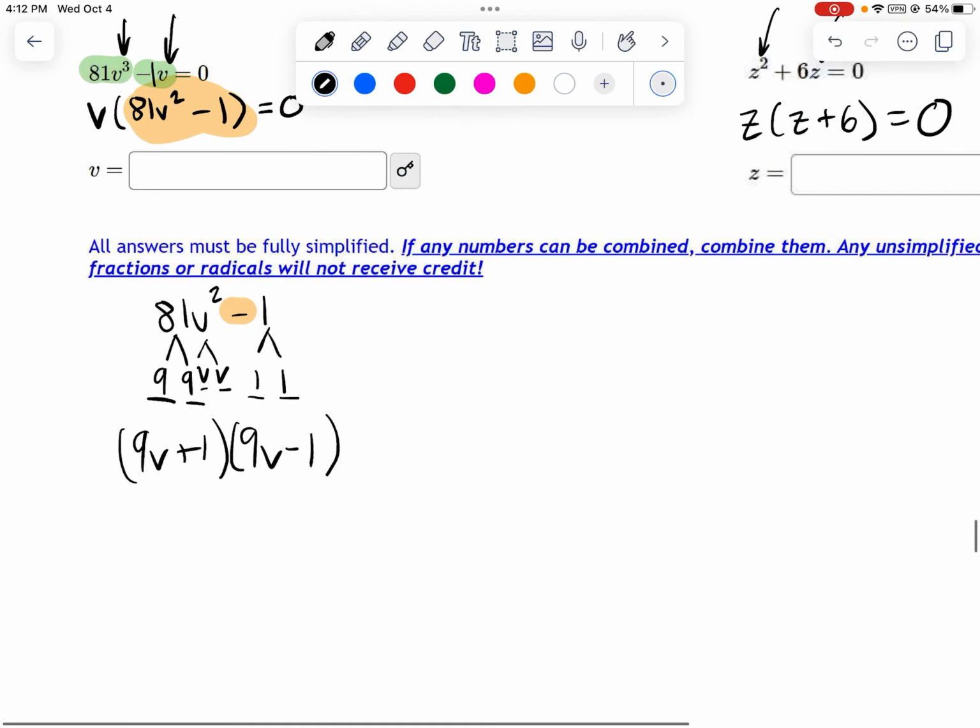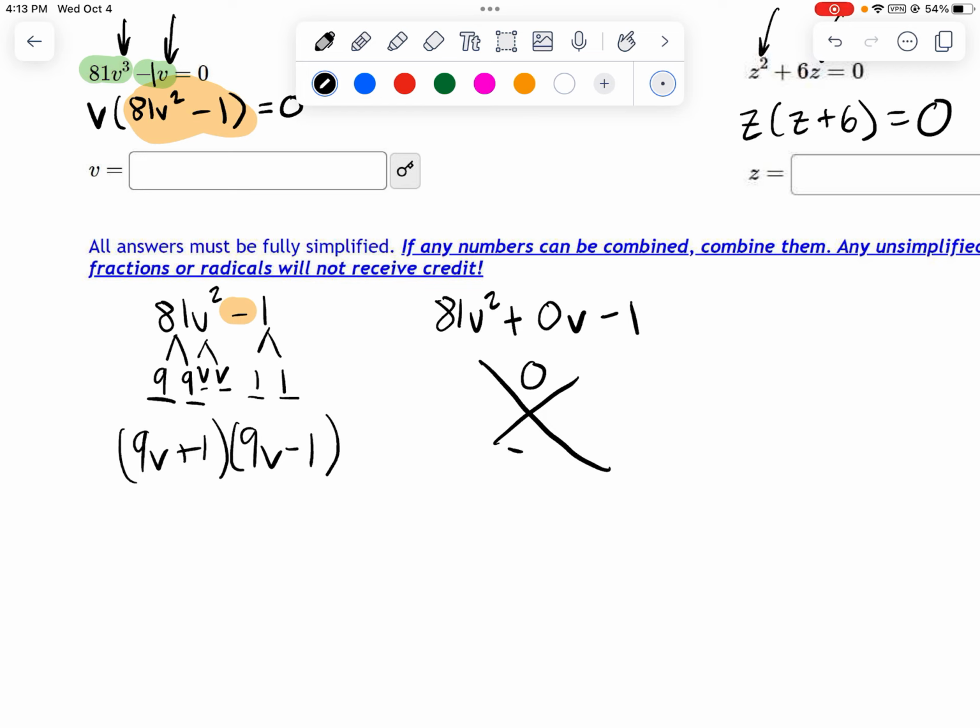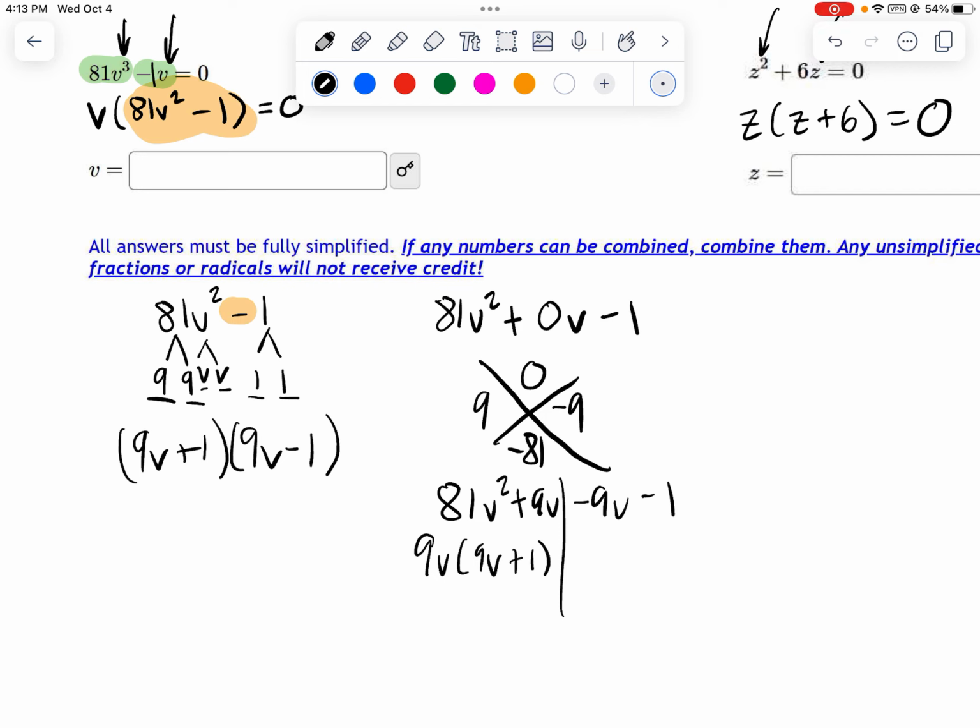Or, if you don't remember that shortcut, you could take 81v squared plus 0v minus 1, and then you can factor. 0 in the middle, negative 81 in the bottom. That'll be 9 and negative 9. So 81v squared plus 9v minus 9v minus 1. Then factoring by grouping will take you to the same place: 9v plus 1, 9v minus 1. Either way, now it's factored.